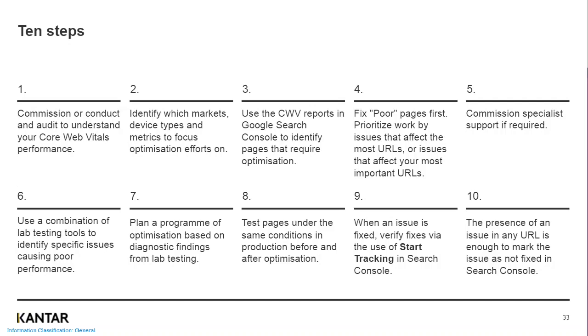Prioritize your most important markets with the poorest performance first. For each market that you target, use the Core Web Vitals report in Google Search Console to drill down and identify pages that require optimization. Fix everything labeled poor first. Prioritize optimization work either by issues that affect the most URLs or by issues that affect your most important popular URLs. And commission specialist support if required to ensure your development team understand the common causes of Core Web Vital failure, when and how to use a variety of diagnostic tools, best practice for running lab testing, and how to optimize for each individual Core Web Vitals metric.